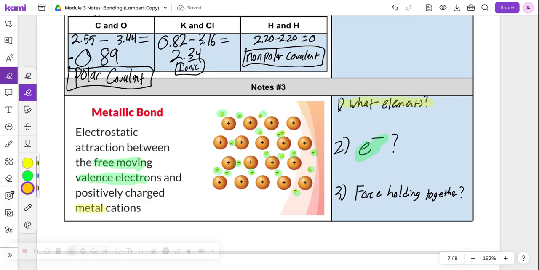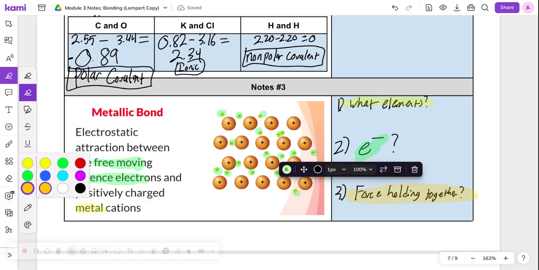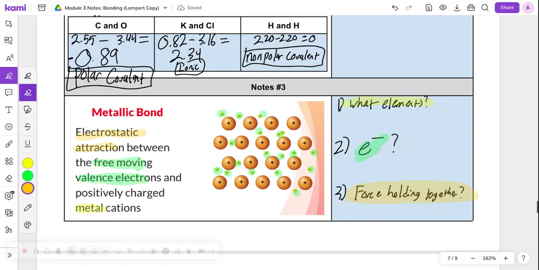Now the last part is what's the force holding all of this together? The force holding everything together, it says, is the electrostatic attraction between the electrons and the positively charged cations. So the electrons that are moving around are like glue, holding all of these metal cations together. So we have that glue attaching everything to each other.